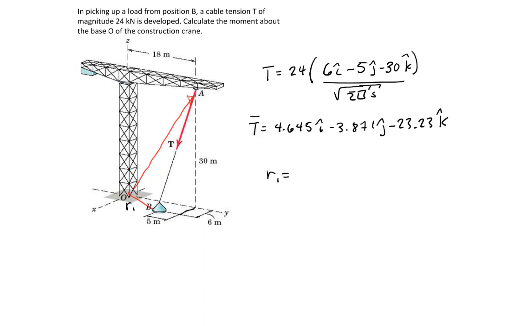R1 is equal to 6I plus 13J. Alright, now let's go ahead and do the cross product.